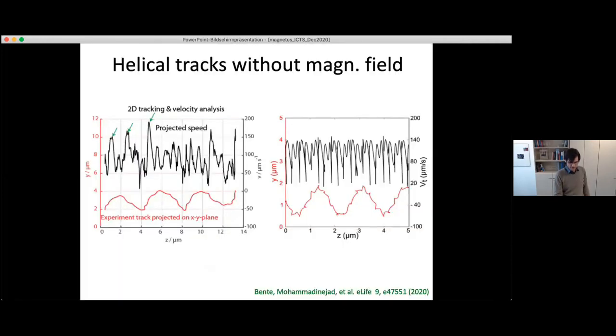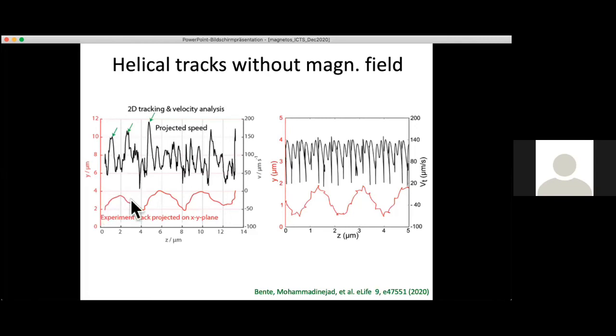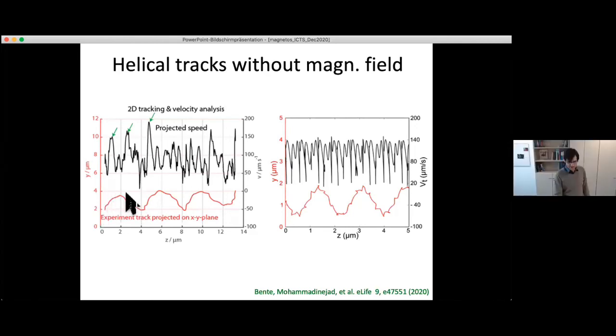Okay, if we look at it with higher resolution, then one can see, this is experiment, this is simulation. What you see is that this helix really is not 1 helix, but it's 1 helix on top of another helix.